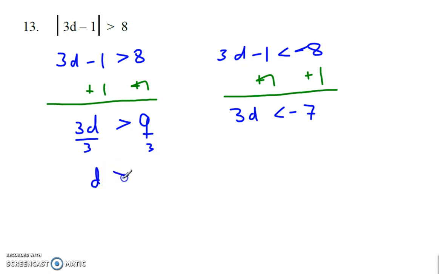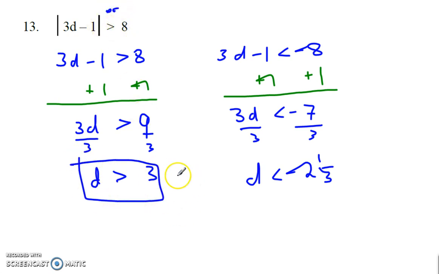So D is greater than 3, or divide by 3 here. Notice 3 doesn't go into 7 evenly, but it goes in 2 times and leaves a remainder of 1. So 2 1/3, or just -7/3. Either one is okay. And this is an OR statement, because it's greater than. So that's OR, so it's going to be this answer, or this answer right here.